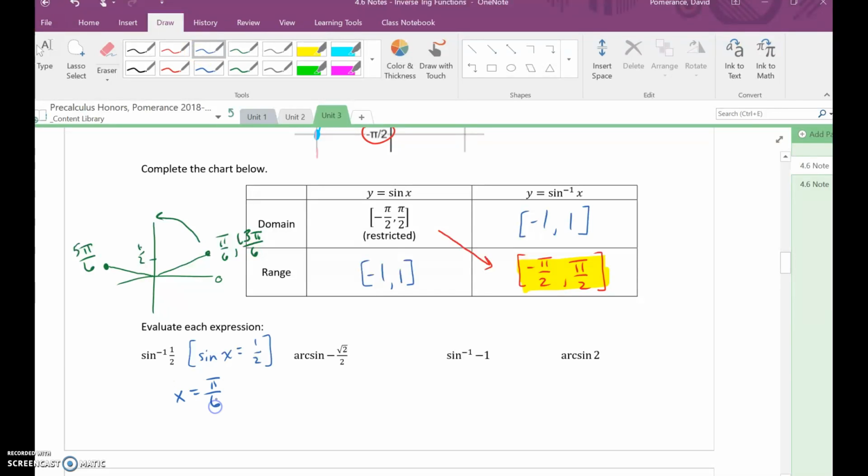Pi/6. There are two reasons why this is the answer. Reason number 1, because the sine of pi/6 is equal to 1/2. That's a check. Yes, we know now that that's one requirement for this to be the right answer. The other requirement is that my answer has to be between -pi/2, so that's less than or possibly equal to my answer, which is pi/6, which is less than +pi/2. Yes, pi/6 is in between -pi/2 and +pi/2, so that's a second check. And because it passes both of those tests, we know that this is the right answer.